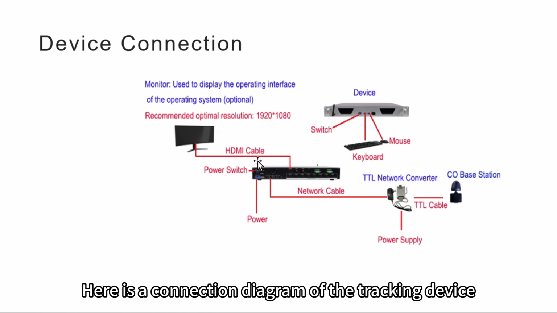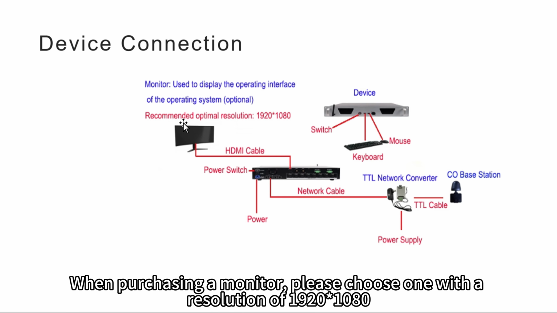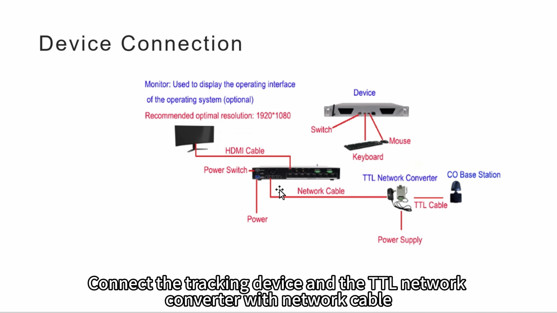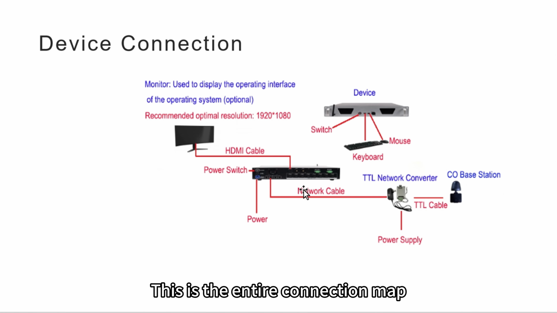Here is a connection diagram of the tracking device. The monitor is connected to the tracking system device via HDMI cable. When purchasing a monitor, please choose one with a resolution of 1920 by 1080. Connect the tracking device and the TTL network converter with a network cable, and use its own TTL cable to connect to the C0 base station. This is the entire connection map.